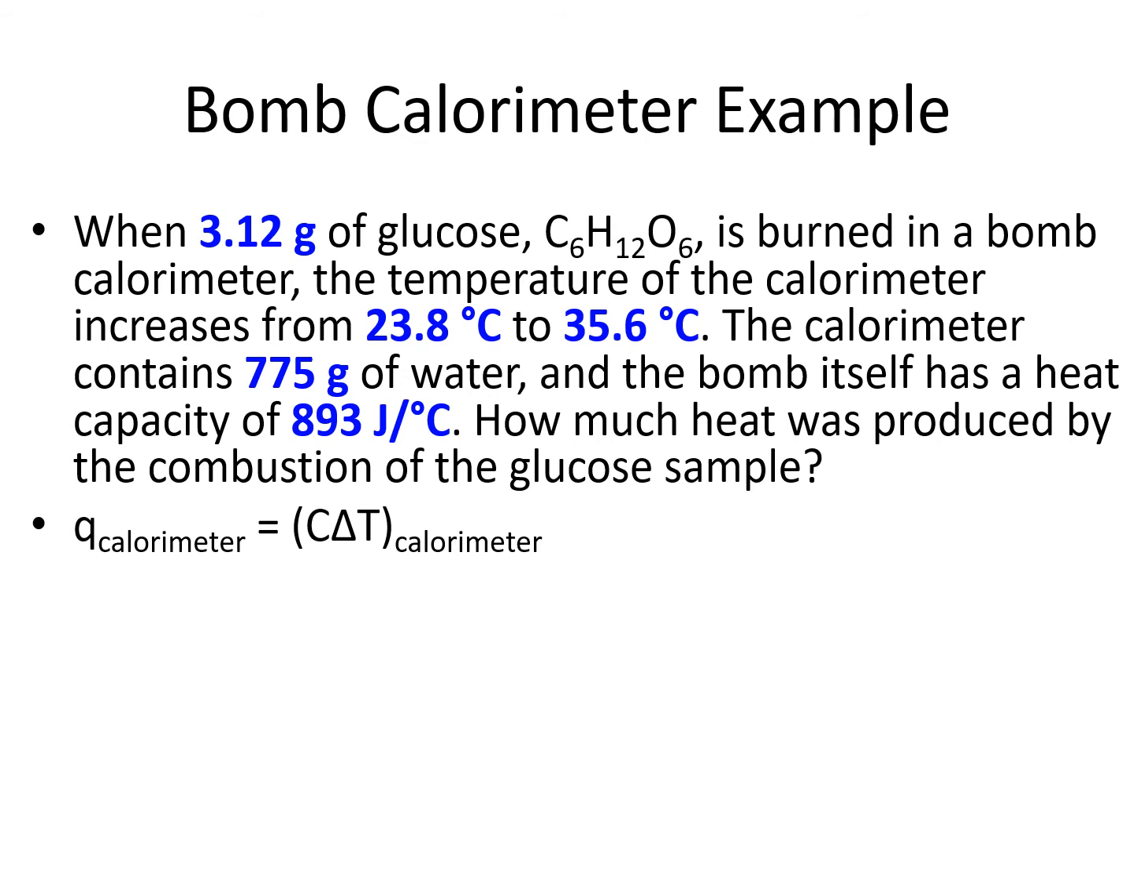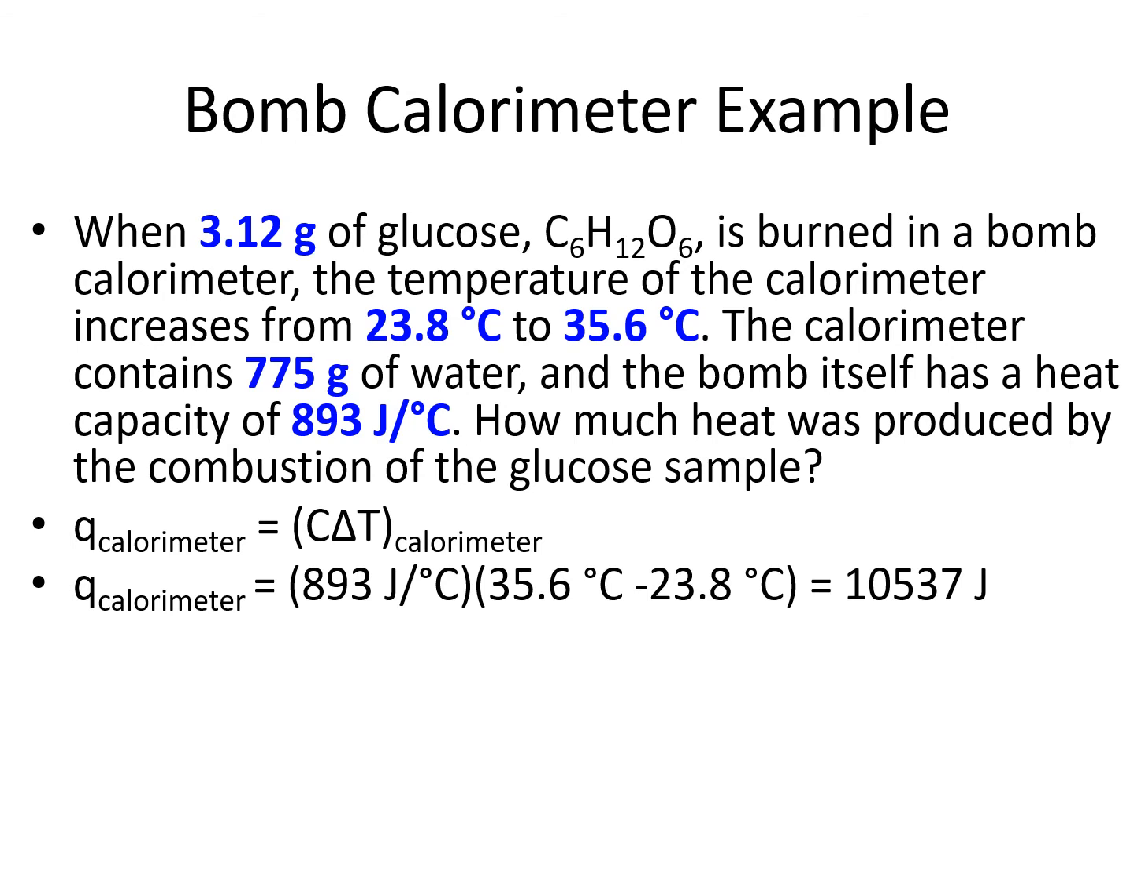What we're trying to solve for is how much heat is produced by the combustion of the glucose sample. So first of all, we're going to do a calculation based on the calorimeter itself, using the heat capacity of the calorimeter. So we can plug in the heat capacity, which is our capital C, and that's 893 joules per Celsius. And we plug in our change in temperature for our calorimeter. Again, final minus initial. So it ended up at 35.6, and then we subtract the 23.8 that it started out as. So we come out with 10,537 joules is the Q for the calorimeter.